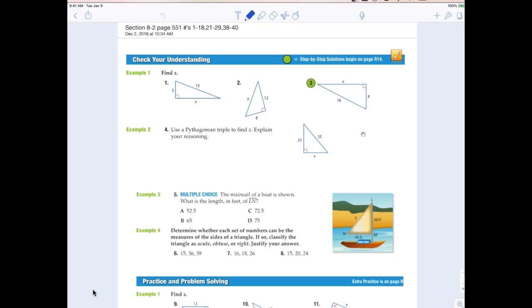The other thing we're going to do today is review your radicals. Some of you will be taking some standardized tests soon.